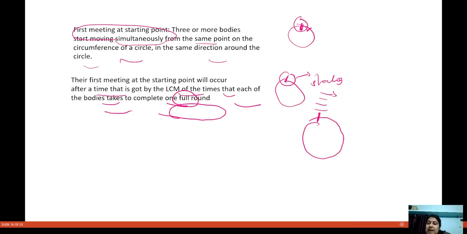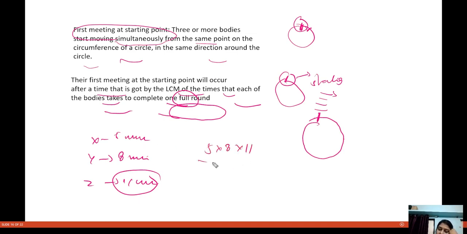See, this is very simple. Let us say that X takes 5 minutes to complete one round, Y takes 8 minutes, and Z takes, let's say, 11 minutes. Now, when will they meet at the starting point? Obviously the LCM, as we have already seen in LCM and HCF. The LCM of 5, 8 and 11 is 40 into 11, that is 440. So after 440 minutes, they will first overlap. This is very simple.